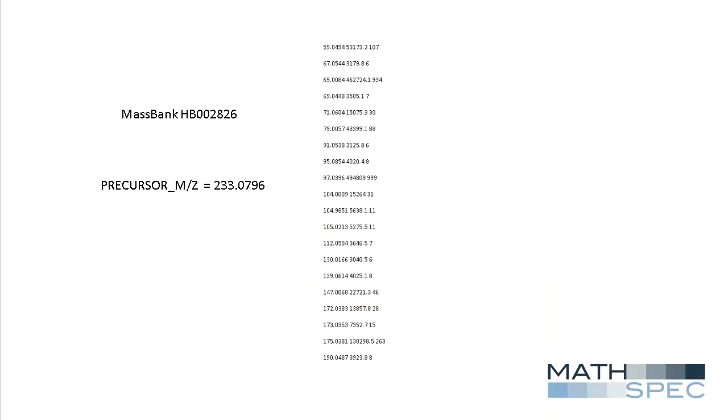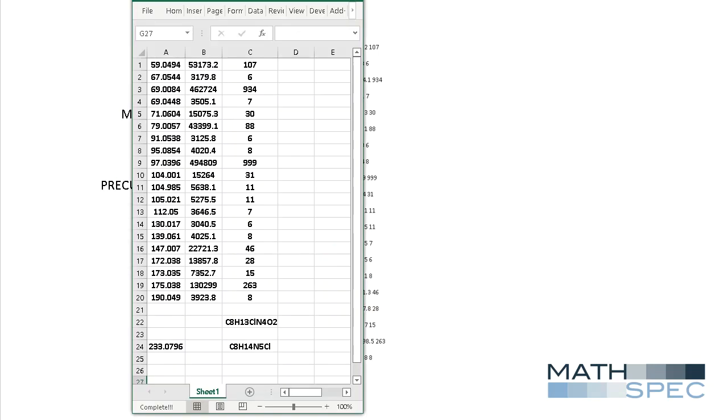I've cut and pasted the mass intensity data from MassBank into a Microsoft WordPad document. I've imported the fragmentation data from the WordPad document into a new Excel workbook, sheet 1. So the masses are in column A and intensity in B.